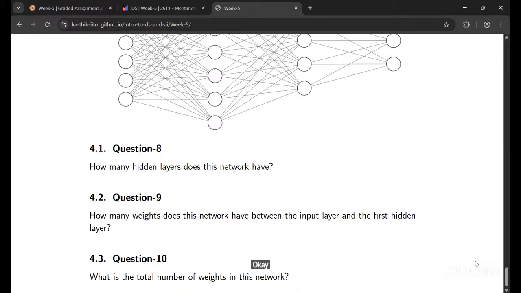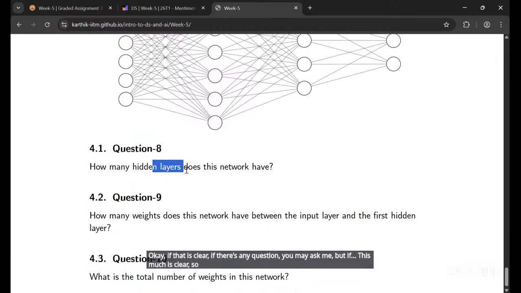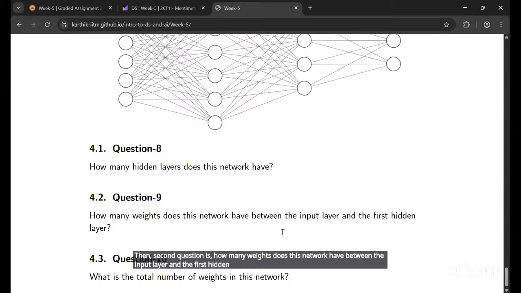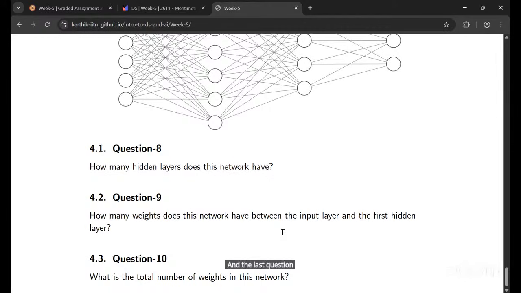Okay, if that is clear, if there's any question, you may ask me. But if this much is clear, so these are the three questions. One is simple: how many hidden layers does this network have? Second, how many weights does this network have between the input layer and the first hidden layer? And the last question is, what is the total number of weights in this network?